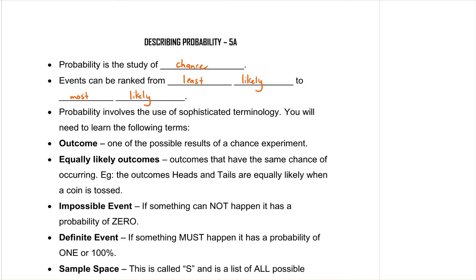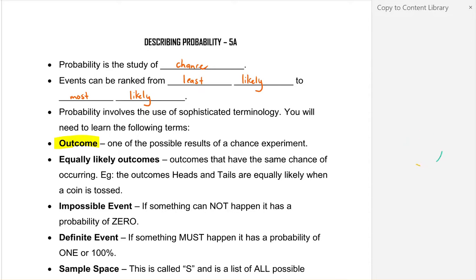Probability involves the use of sophisticated terminology. You will need to learn the following terms. So these are some of the terminology that you need to be familiar with. So the first word is outcome. Oh, let me draw my thing. There it is. Okay, outcome is what we call one of the possible results of your experiment.